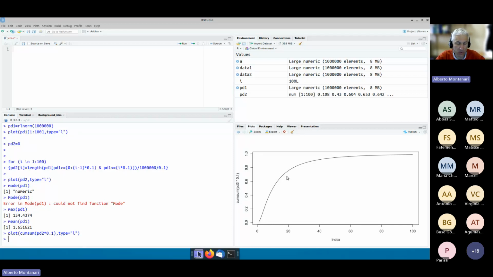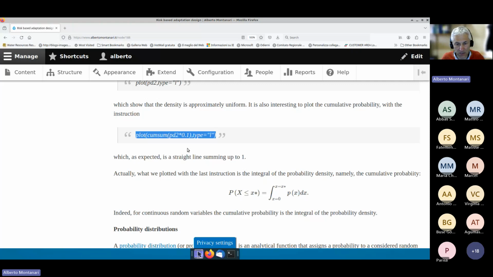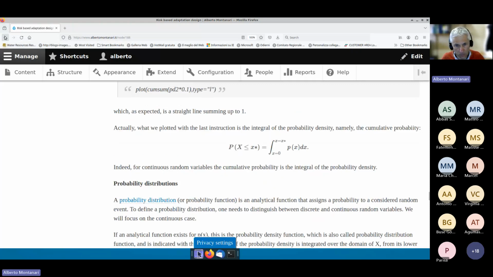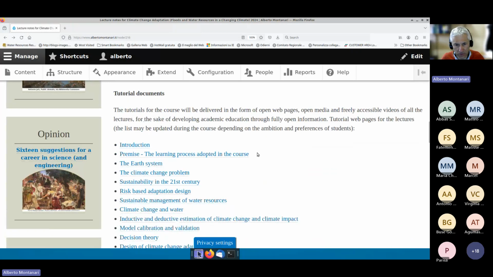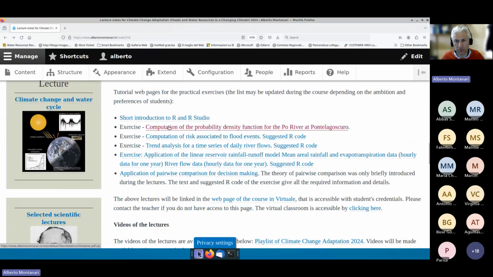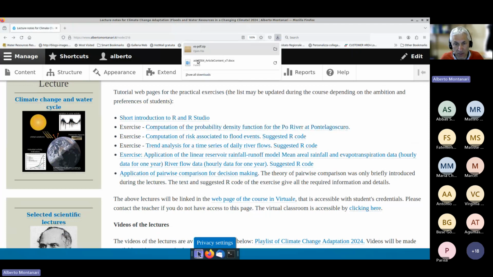I think now the best thing is to make the exercise not by referring to a fictitious, artificial variable, but by referring precisely to the Po River. This is ready. If you go to our website, and you go back here and go to the exercises, computation of the probability density function for the Po River at Ponte Lagoscuro. Ponte Lagoscuro is close to Ferrara, by the way. So we can download this.